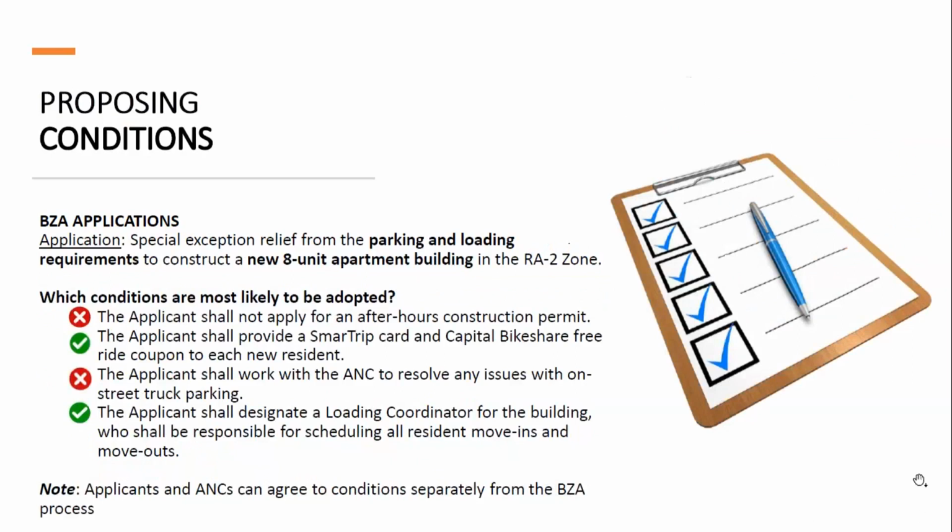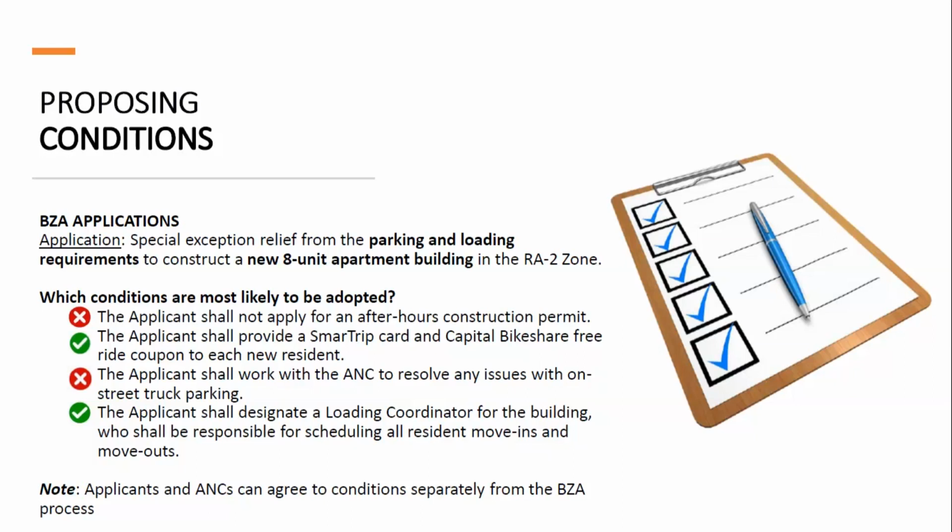So here's a more specific example of conditions that may or may not be adopted. If there's an application requesting special exception relief from the parking and loading requirements to construct a new 8-unit apartment building in the RA2 zone, what conditions are most likely to be adopted? This first one, the applicant shall not apply for an after-hours construction permit. As mentioned earlier, this is not likely to be adopted since, again, construction is not within the board's purview.